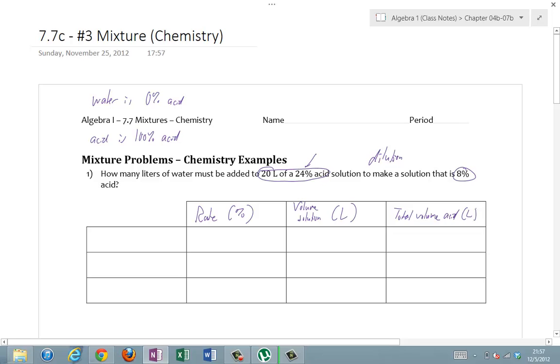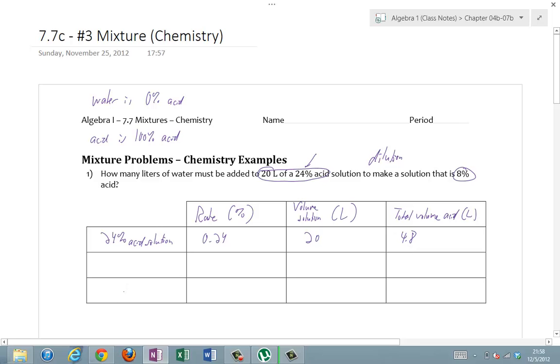We're going to do this as we walk through this example, but my first row is the 24% acid solution. So the rate is 0.24. My volume is 20. And then 0.24 times 20 is 4.8. So if you think about it, out of the 20 liters of solution that we have, only 4.8 of that is actually pure acid. And the rest of it's water. But it's all mixed, so you don't know.